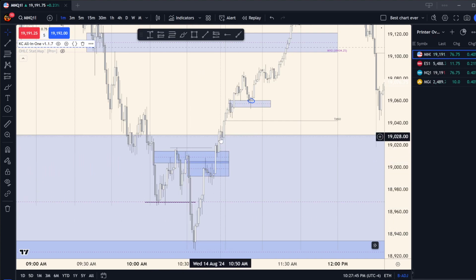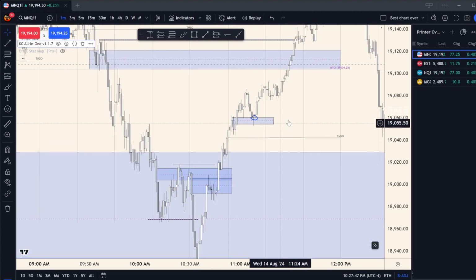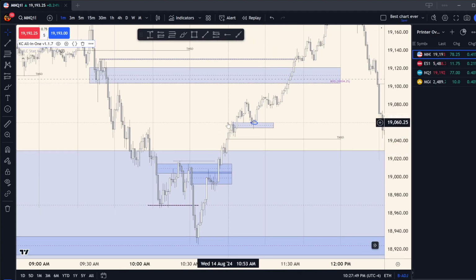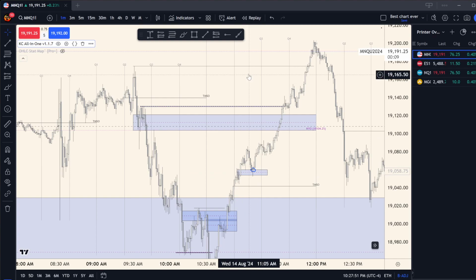Once it did that, I didn't mind chasing, because in the high time frame we were still pivoting from the 4-hour, and we still had a 5-minute 2022 model to go for the external liquidity right here. So at any point you could confidently enter here, knowing that it's very likely to go all the way to the external liquidity above.